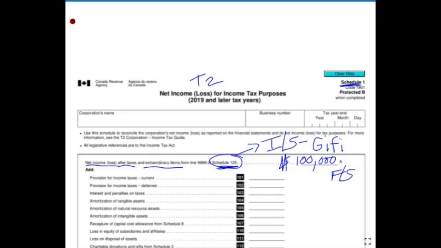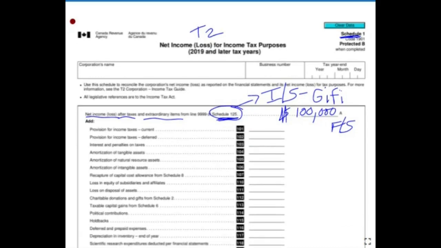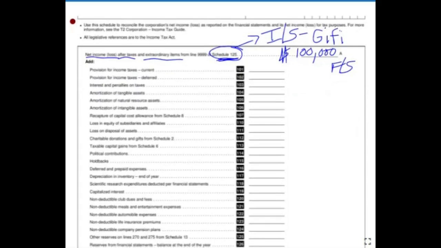Then line by line, just like we've been talking about here, we add things back. We add back our provision for income taxes. Obviously, income taxes themselves are not deductible from income taxes. No brainer. Add them back. Amortization. That's not for tax purposes. That's accounting. Add it back. All this stuff. Recapture of capital cost allowance, loss on disposal of assets, all the accounting versions of these things. Add them back.